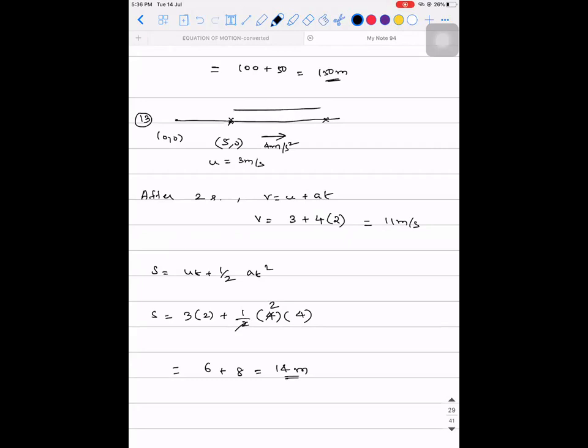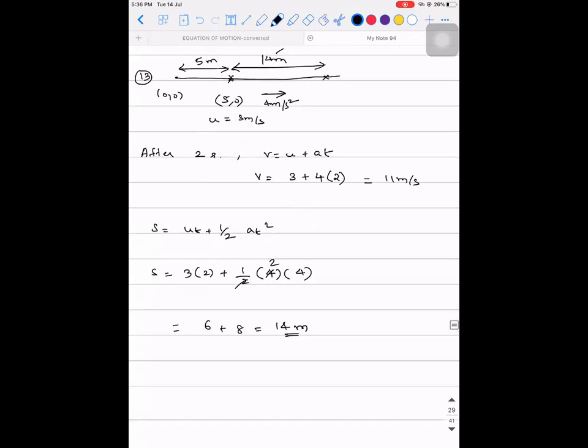That's right. So when they ask you what is the position of the object, they are asking with respect to whom again? With respect to the origin. So with respect to its initial position, it has traveled a distance of 14 meters, but with respect to origin, it is 19 meters. From origin is equal to 19 meters. Done?